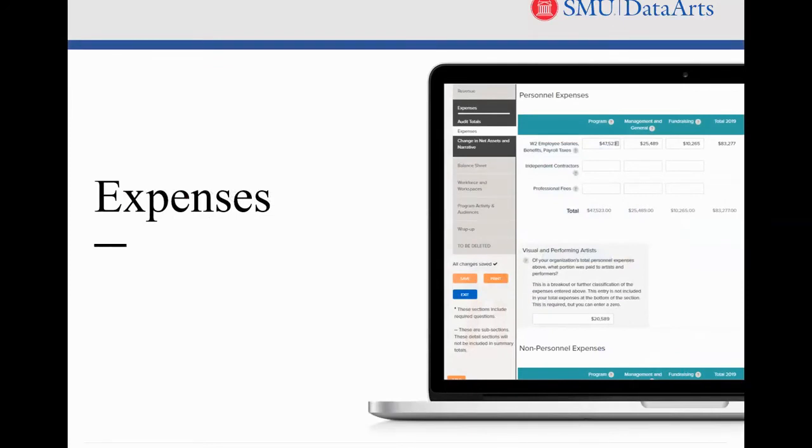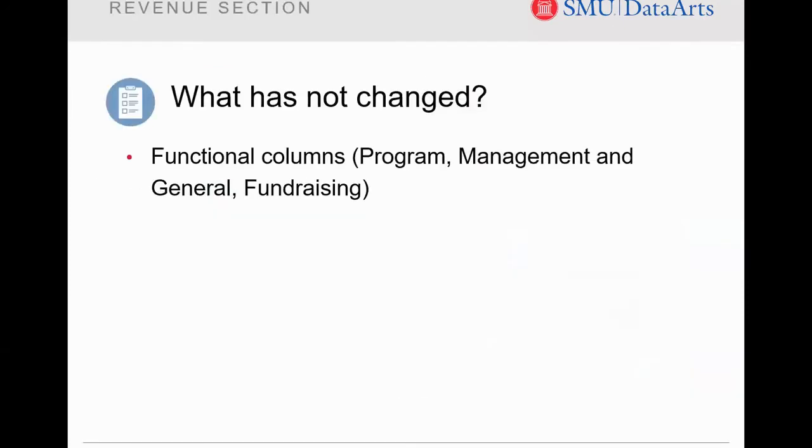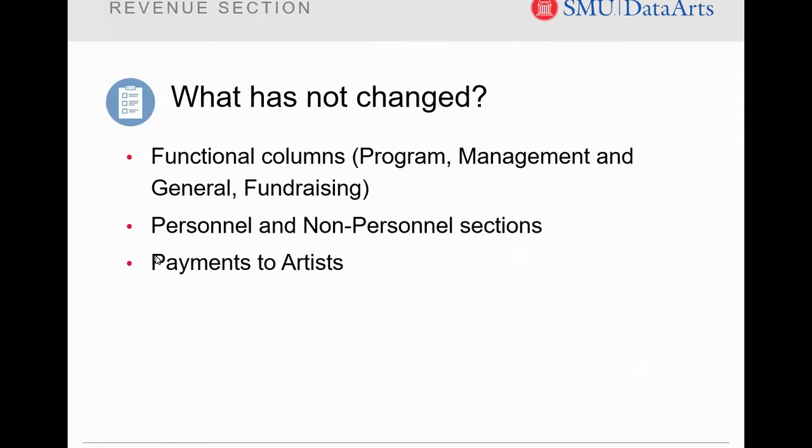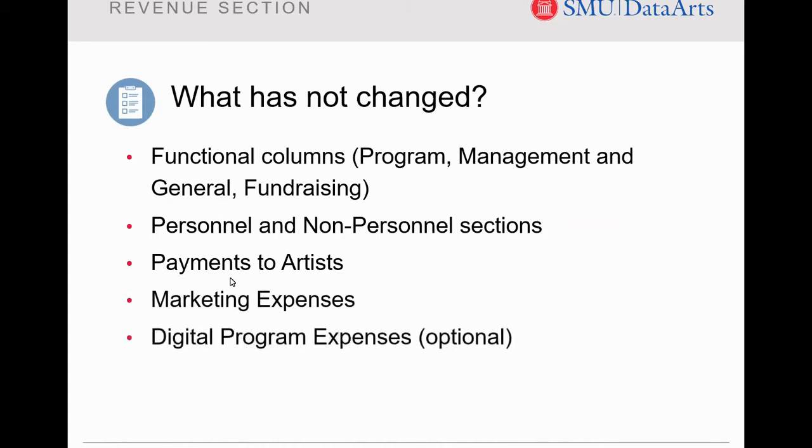Next, we will look at the expenses section. So again, let's start with what has not changed. We've retained the 3-column functional expense format of program, management and general, and fundraising. We also still have a personnel and a non-personnel section. We still ask you to break out payments that were made to artists, marketing expenses, as well as digital program expenses. This last breakout is optional.